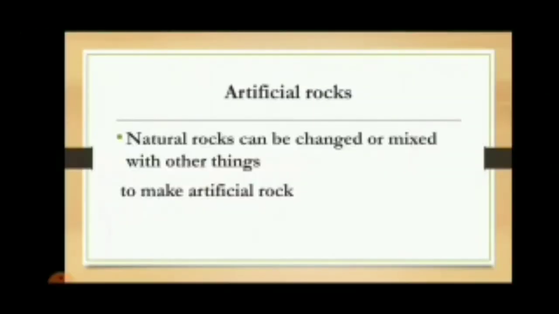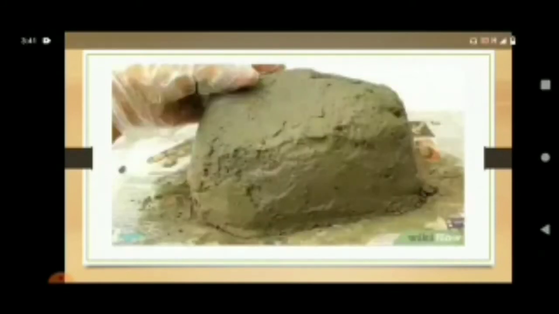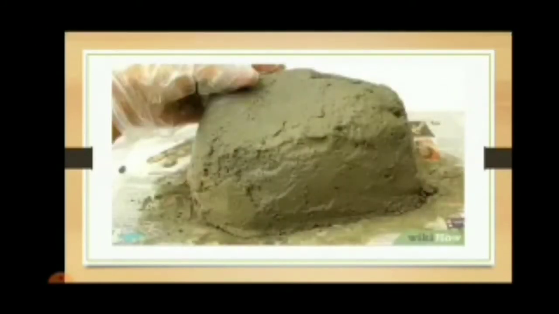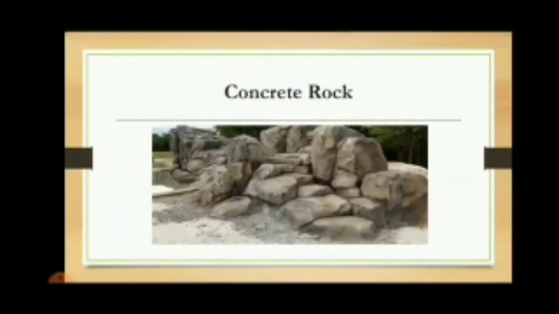Mixed with other things to make it artificial. Like in the picture, you can see that this is a picture of artificial rock, in which we have mixed the natural rock with the other things. Now it is concrete rock. What is concrete? Concrete is an artificial rock. It is a composite material composed of fine and coarse aggregate bonded together with a fluid cement. Aggregate means the small or broken up pieces of rocks. So concrete is an artificial rock.